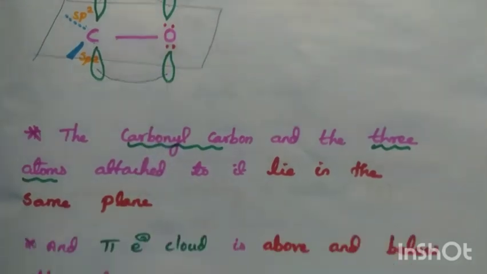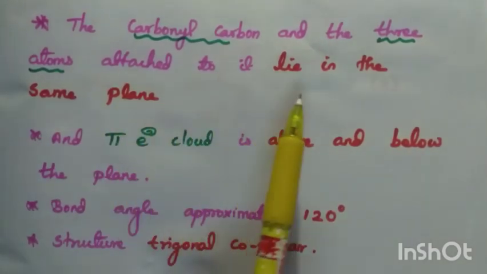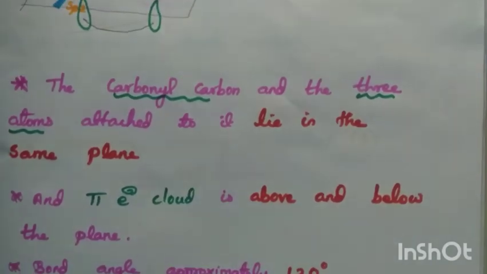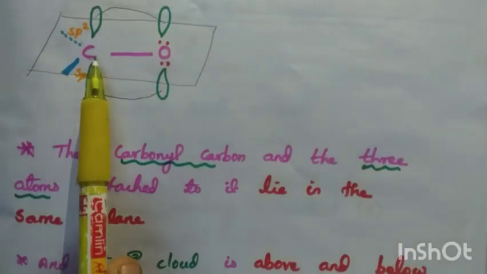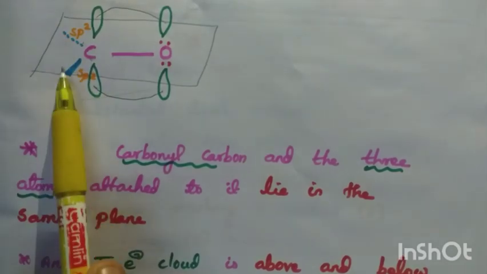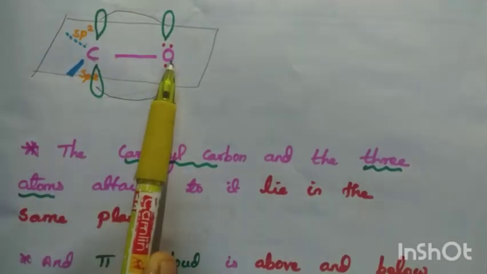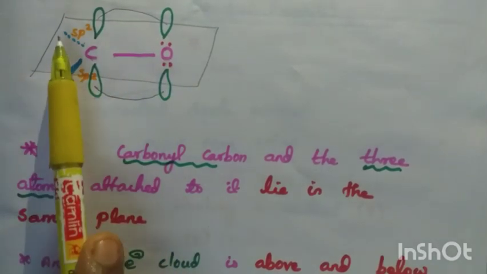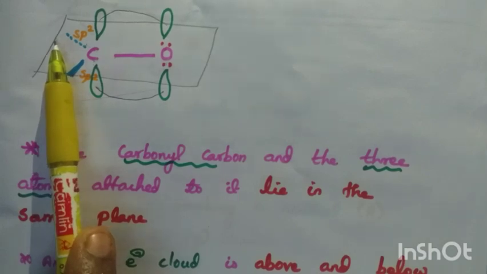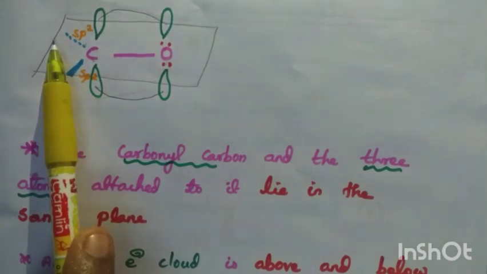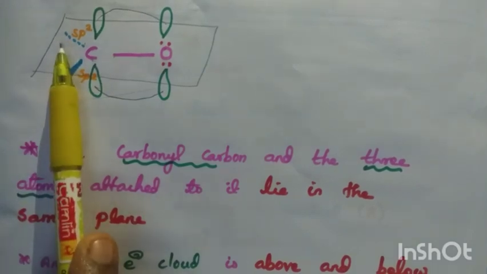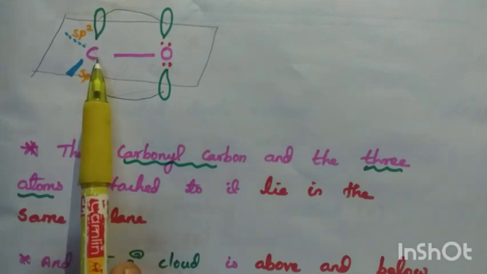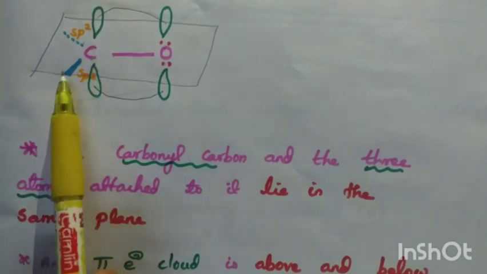Now the carbonyl carbon and the 3 atoms attached to it lie in the same plane. Yes, see the structure again. This is the carbonyl carbon. Here one atom, here one atom, here one oxygen. So if the two are hydrogen, it is formaldehyde. One alkyl and one hydrogen means what is that? Aldehyde. Both alkyl groups means ketone. Yes, carbon has a tendency to form 4 bonds.